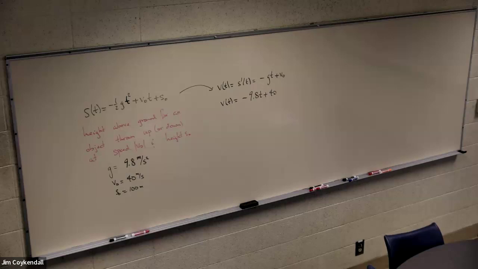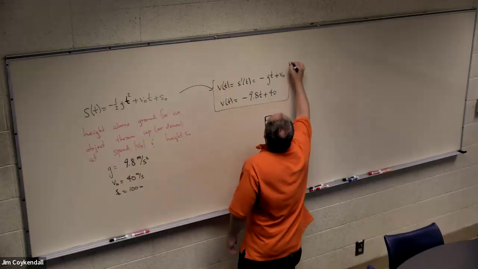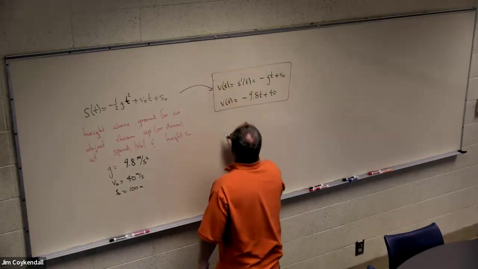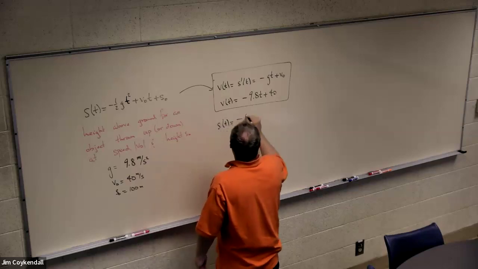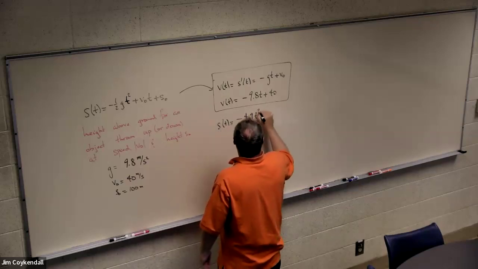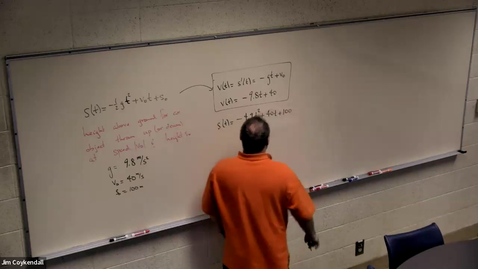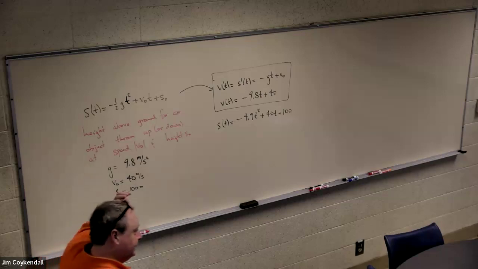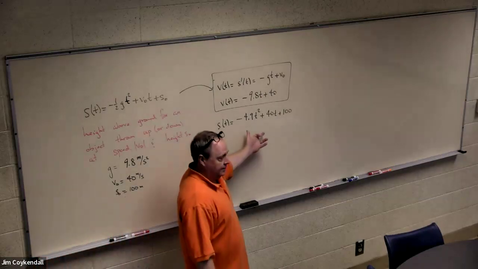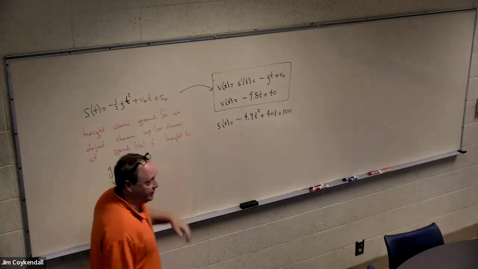Next, find the position of the object for t greater than 0. Well, they're sort of going backwards. They're doing what we did yesterday. So s(t) for us should be minus 4.9t squared plus 40t plus 100. See if we agree with them there. Looks like we do. Is that okay? Right, just plugging in g and V0 and S0.